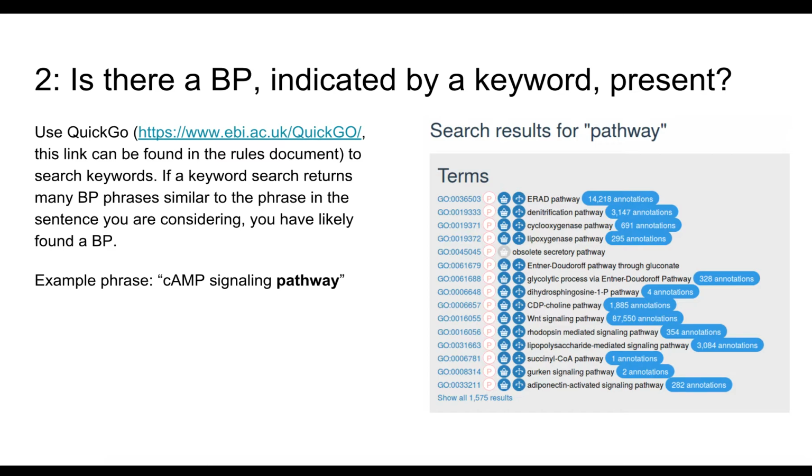Here is an example where we have searched for the word pathway from an identified noun phrase, see AMP signaling pathway, using QuickGO. The terms returned all contain the keyword pathway, and they are all BPs, as indicated by the circled pink Ps. The abundance of BPs in GO containing the keyword pathway confirms that our own phrase with the keyword pathway is also considered a BP.